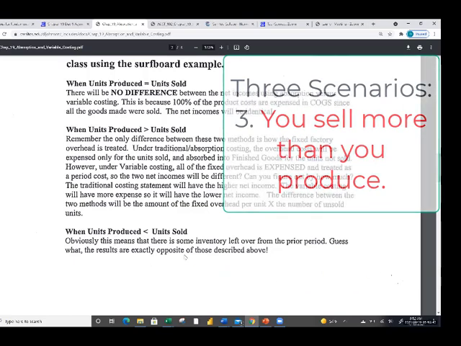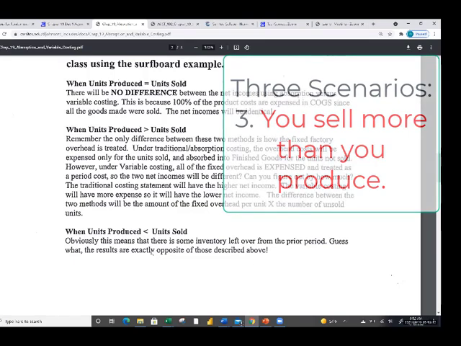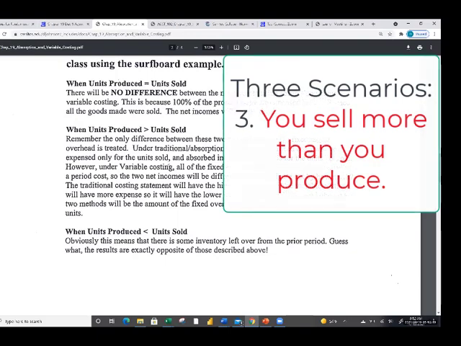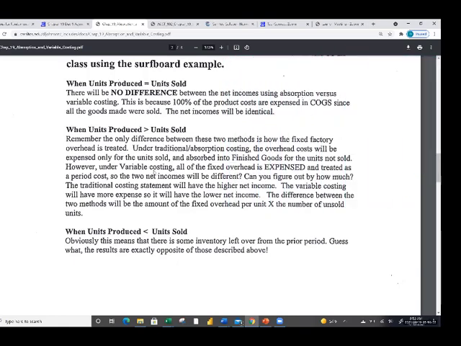The answer to the question of what happens is exactly flipped. So the net income will be higher on the direct costing side. It hardly ever happens. And so my focus for our purposes in this class, being kind of an introduction to what managerial accounting is, my focus and the test focus is going to be on these two scenarios. So we're going to do this surfboard example here in a minute, and we're going to produce 10,000 surfboards and we're going to sell 10,000 surfboards. And you're going to see that there's going to be no difference in the net income.